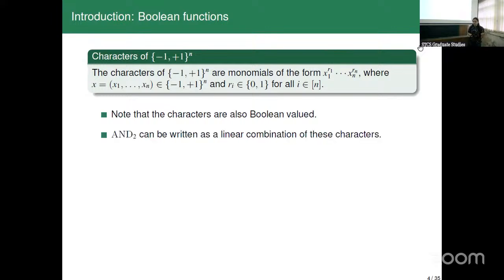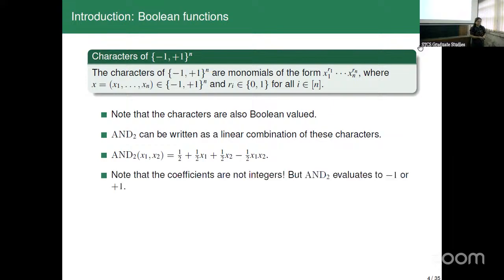And this function that I have already defined earlier, that is AND of 2 bits, can be written as a linear combination of these characters. AND 2 can be written as half plus half x1 plus half x2 minus half x1 x2. Another thing to note is that the coefficients here are not integers, but the function takes the value -1 and +1. So this is the truth table.